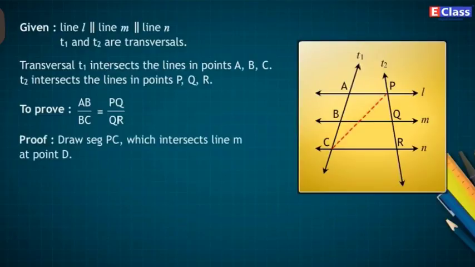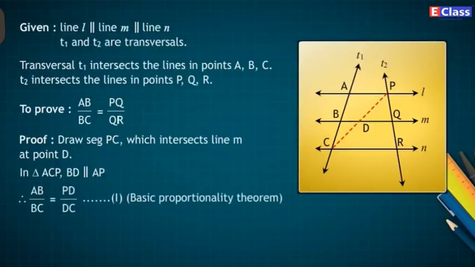Proof: Draw segment PC which intersects line M at point D. In triangle ACP, BD is parallel to AP. Therefore, AB upon BC is equal to PD upon DC by basic proportionality theorem. Let us mark it as statement 1.